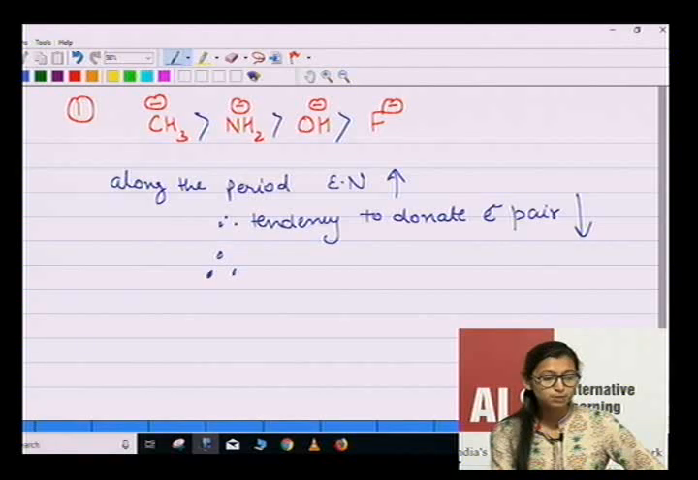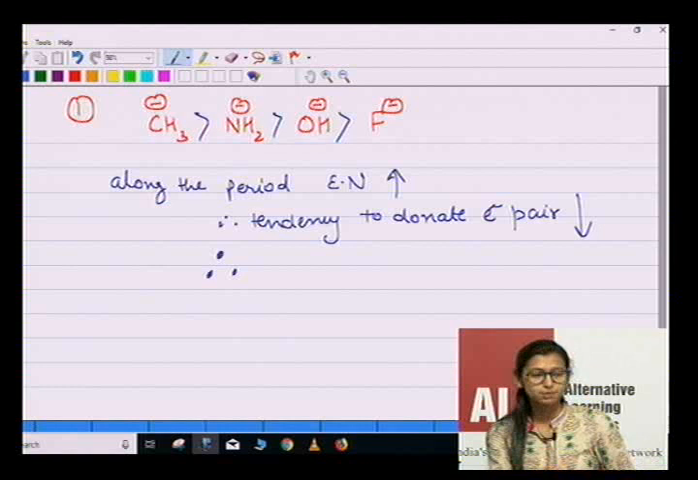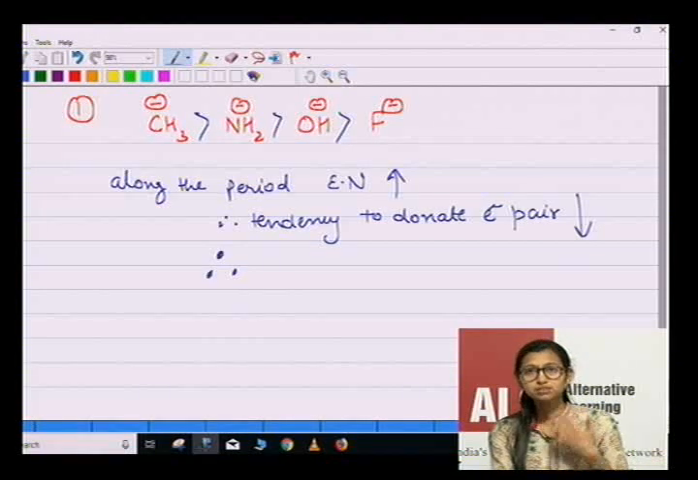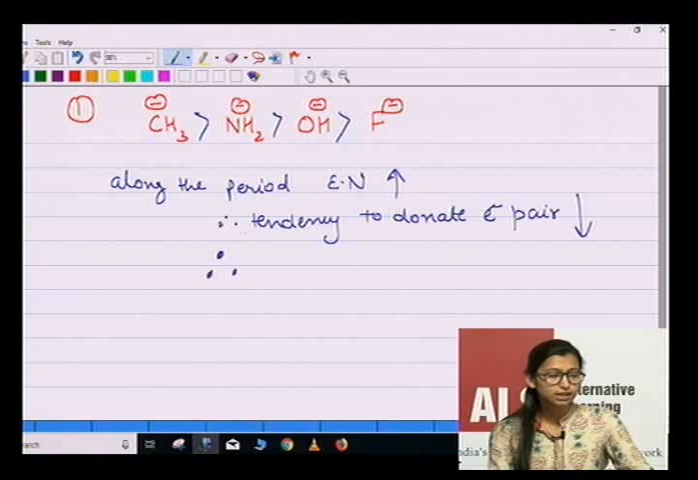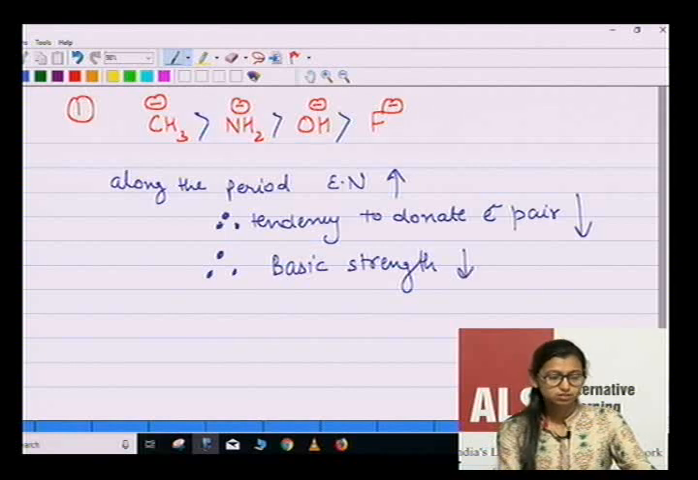And sometimes people cram these things, that along the period it decreases, down the group this happens. No need to cram, it's very much self-understood. I'm just saying that. So the tendency to donate lone pair decreases, therefore basic strength decreases. And this is all we are talking about along the period, right?